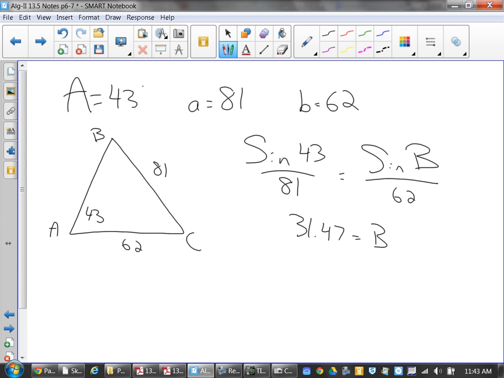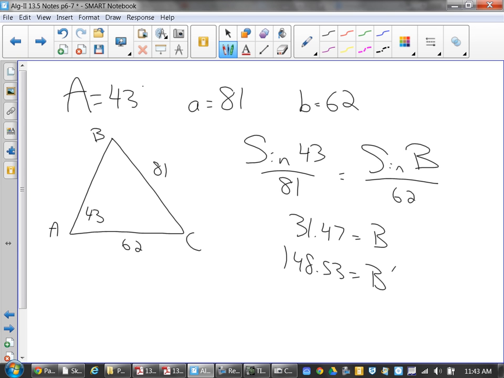Well, I'm going to check. You don't know that yet. You haven't solved it. You have to find its supplement. 180 minus 31.47. The other one is 148.53.